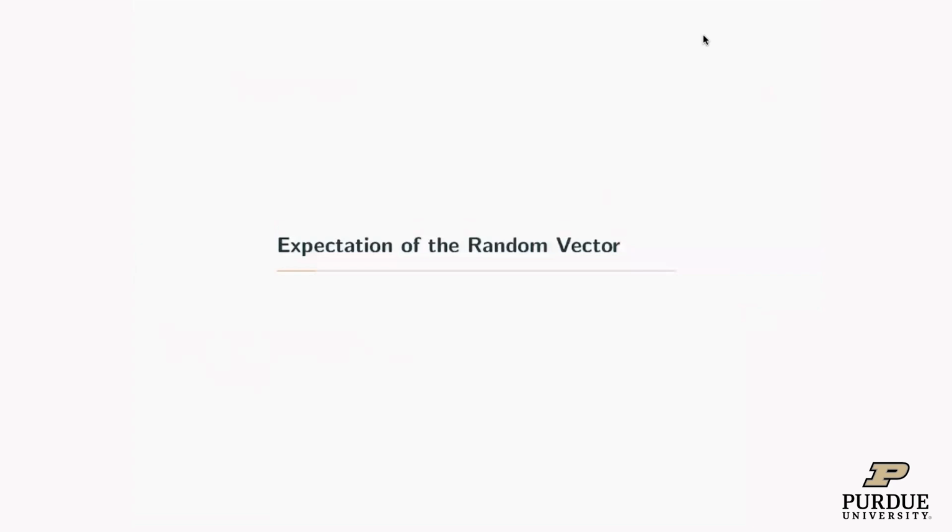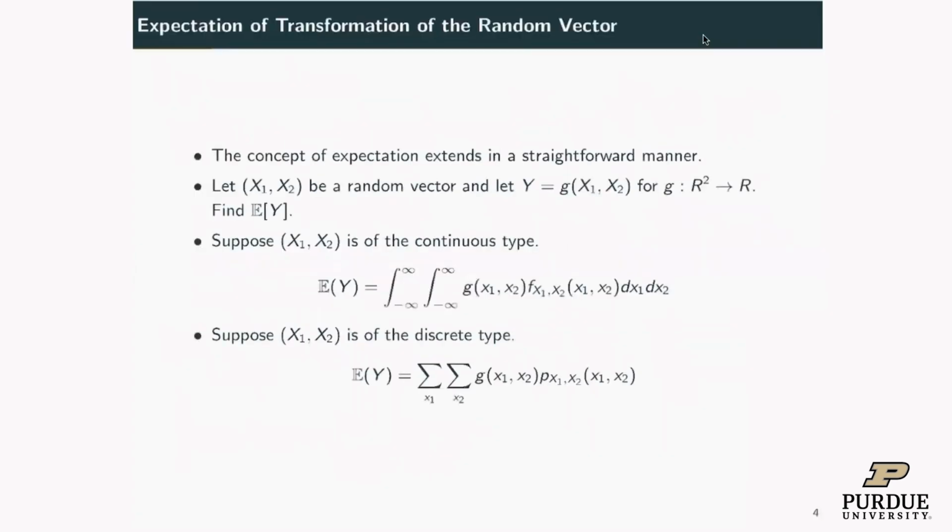Now let's move to the expectation of a random vector. That's straightforward. The concept of expectation extends in a straightforward manner. For example, I have (x1, x2) as a bivariate random vector. Let y be a function of x1 and x2. For example, you can calculate the expected value of y, where y is x1 plus x2, or x1 over x2. So this is the function g. How do we evaluate the expected value of y using the joint distribution of x1 and x2?